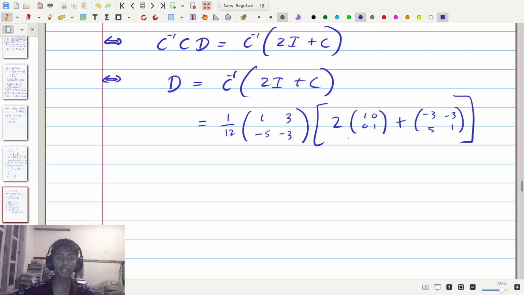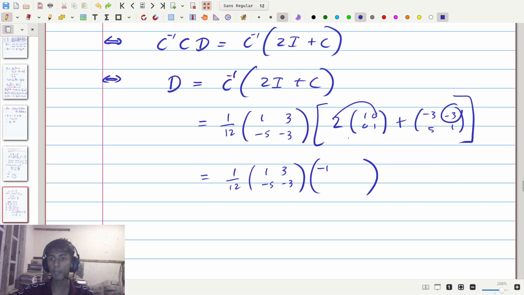Now simplifying down, we can see we have 1 over 12 times 1, 3, -5, -3 multiplied by the 2 by 2 matrix here, which is 2 times 2, which is 2, minus 3, which is -1, and then 2 times 0 which is 0, minus 3 which is minus 3, so this element is minus 3, and then we have 2 times 0 which is 0, and plus 5 which is going to be equal to 5, and then we have 2 times 1 which is 2, plus 1 which is going to be equal to 3, so we have 3 here.